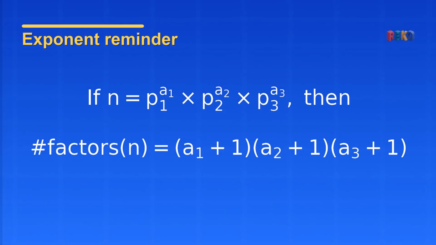From the prime factor form of a number, you can even count how many factors it has. Take each exponent, add 1 to it, and then multiply all those results together. That gives you the total number of factors, including 1 and the number itself. It's a powerful shortcut that saves time in harder questions.